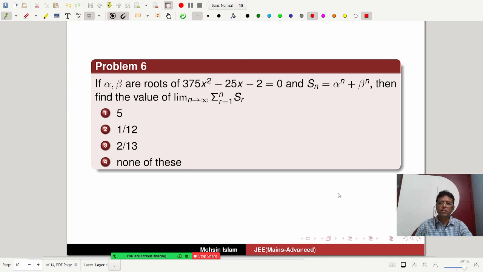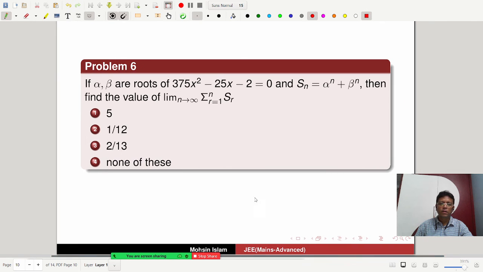So number 6. If alpha, beta are the roots of 375x squared minus 25x minus 2 equal to 0 and Sn is alpha to the power n plus beta to the power n, then find the value of limit n goes to infinity, summation over r equal to 1 to n of Sr. So this looks very complicated, but don't worry about that. Some problems look complicated, but they will be simple. Always attempt the complicated problems.